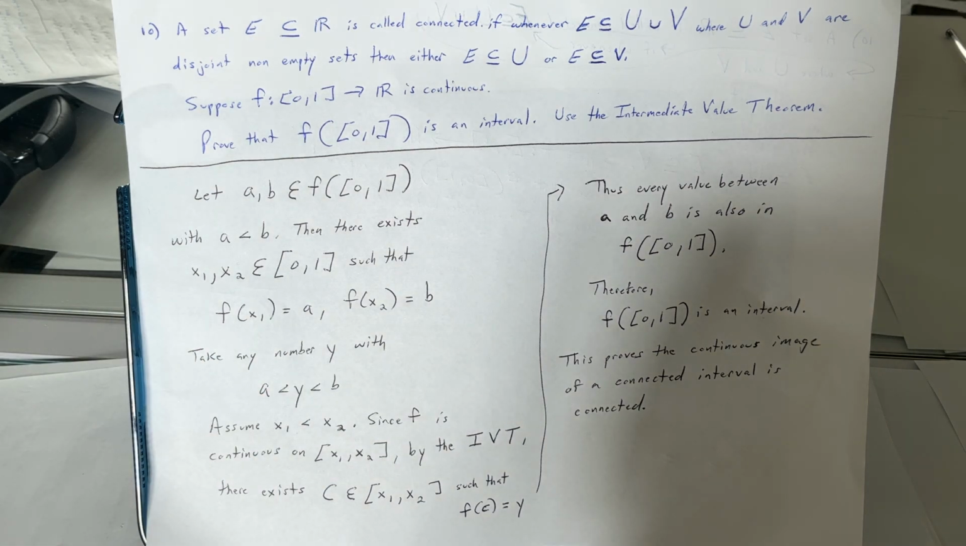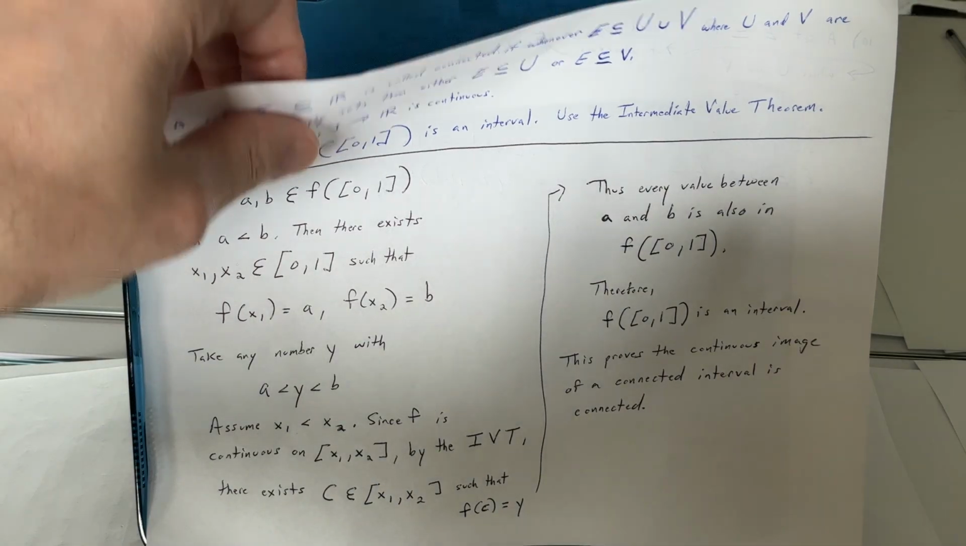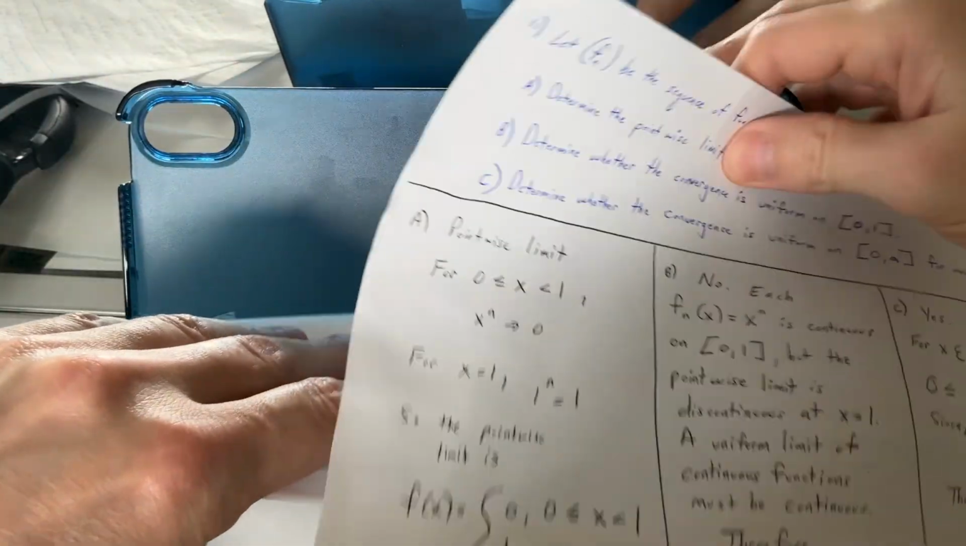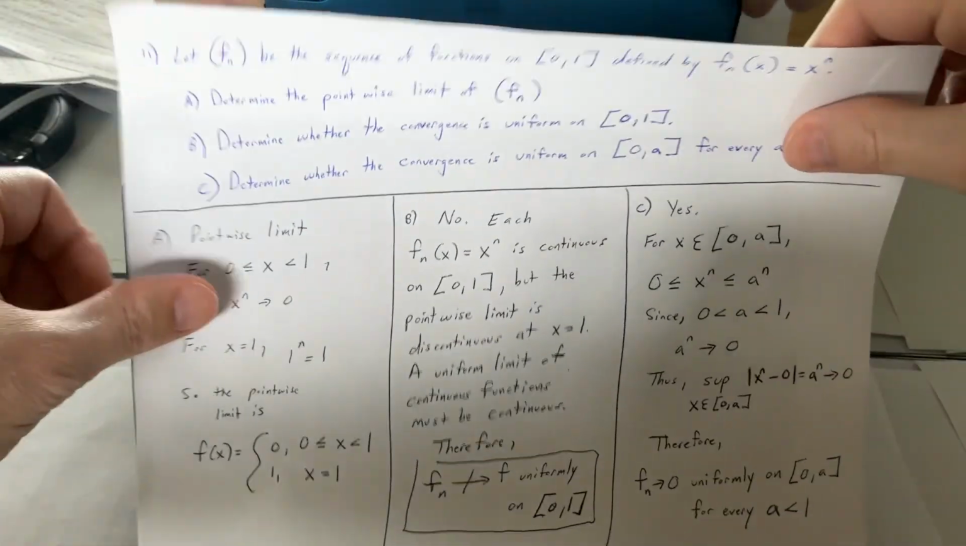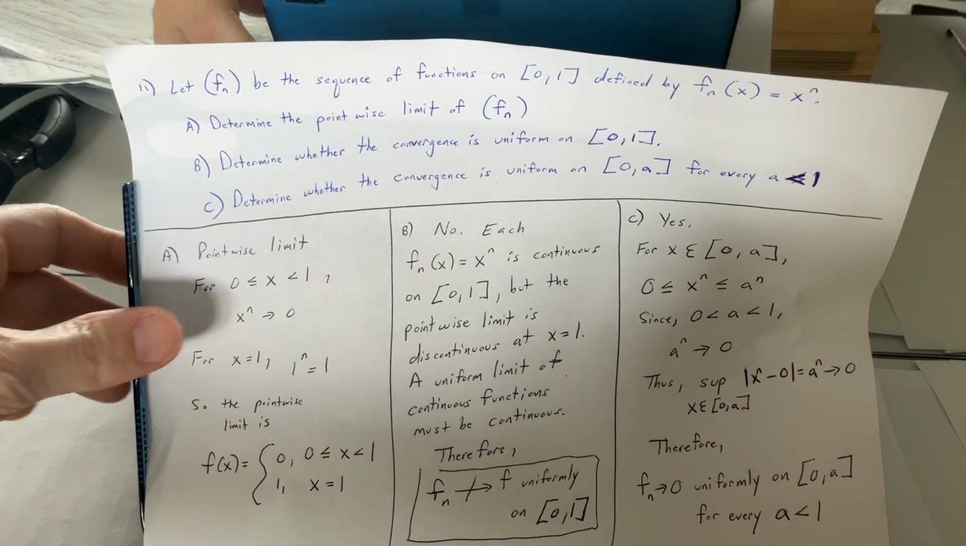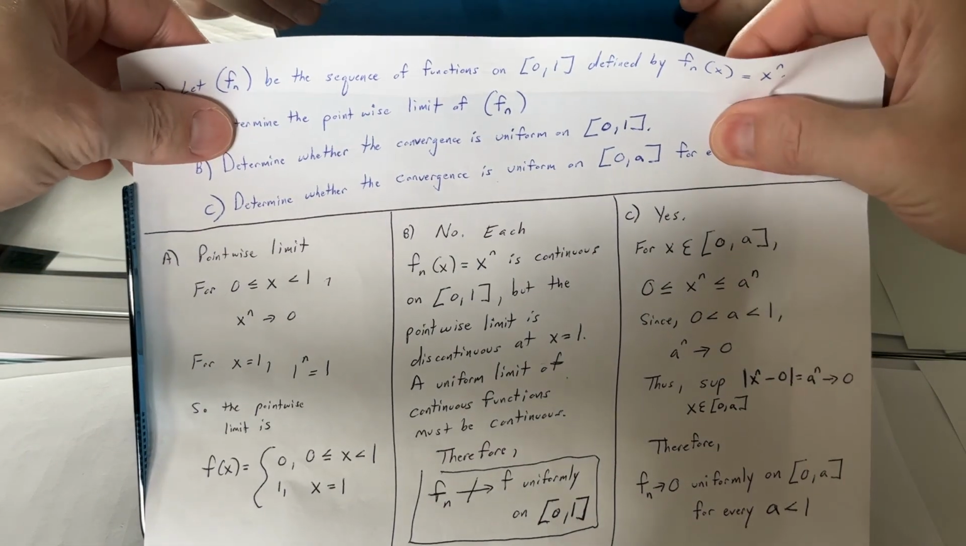Pardon me if I just used symbolic language for each piece. But that's number 10, that's how you could do number 10. And this is the last one, number 11.